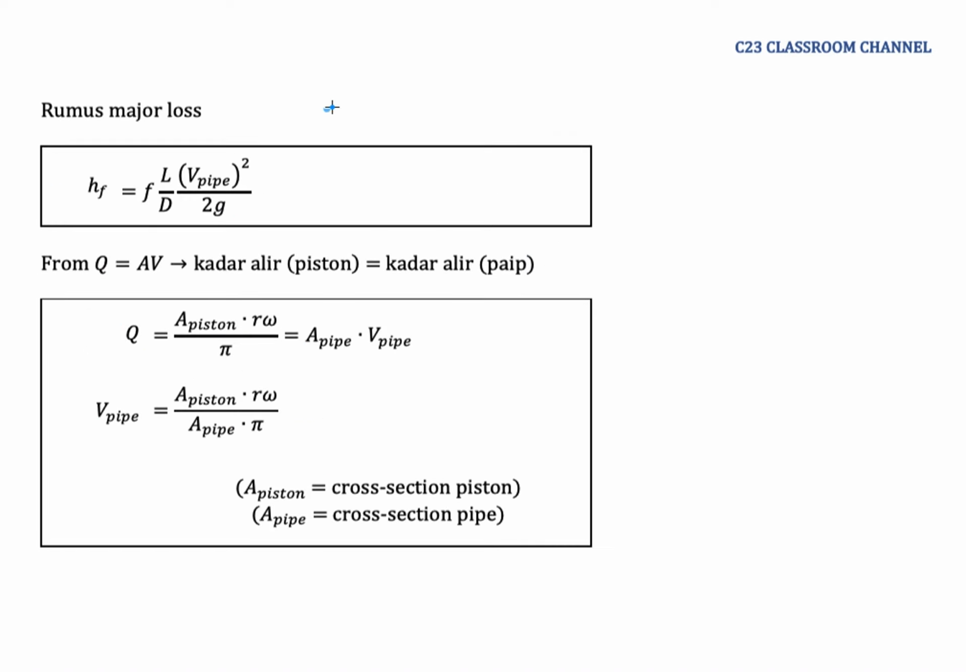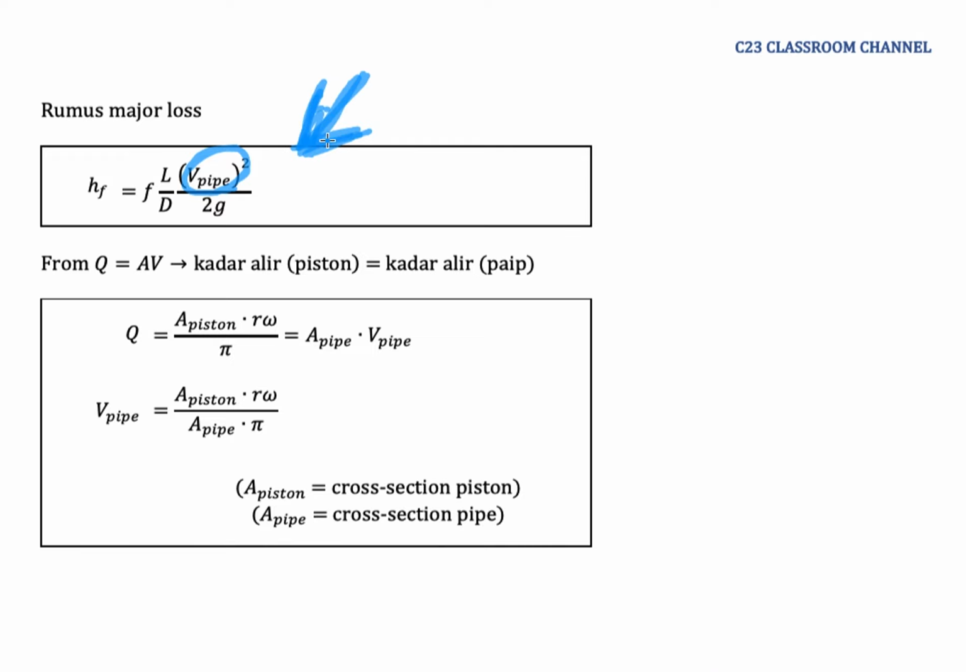And this is the equation for major loss. We learned about this in Fluid Mechanics 1. I hope you still remember the losses in pipe is f L over D, V squared over 2g. Then we could calculate the velocity inside the pipe. If you want to use this equation, please make sure that the flow is steady, meaning the flow after the air vessel in the outlet pipe.